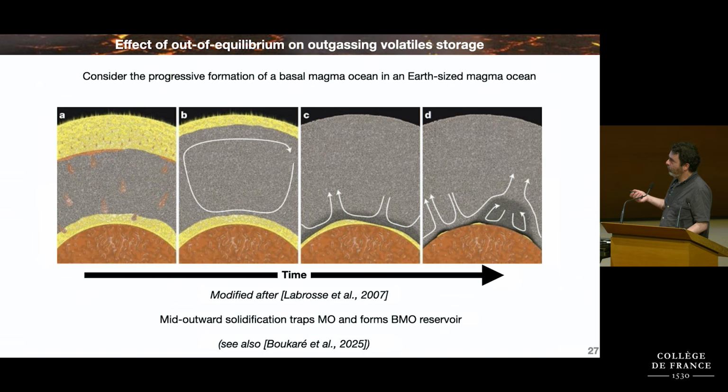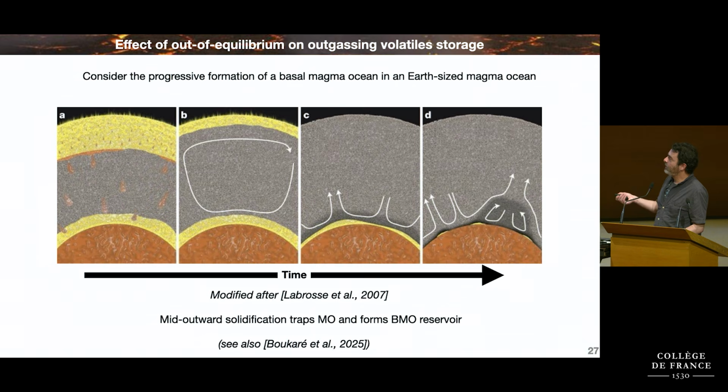Then we wanted to investigate further whether the out of equilibrium outgassing, or non-instantaneous outgassing, could result in different storage of volatile elements, because some observations on Earth suggest that you have some undegassed reservoir, in particular for helium-3 elements.